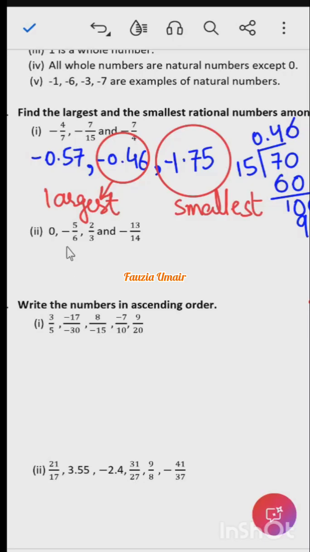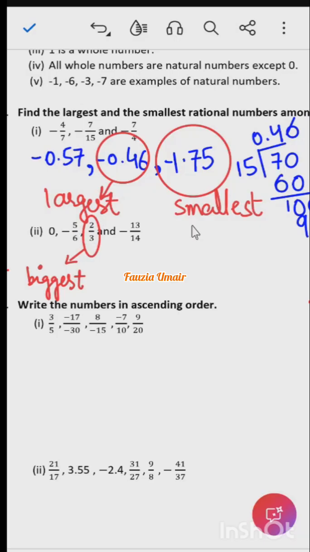The biggest is 2 by 3. Abrish, can you explain why 2 by 3 is the biggest value? We haven't even converted it into decimal. So how do we know that 2 by 3 is the biggest value? Ma'am, because all other 2 fractions have a negative sign. Very good. Because this is the only positive rational number, and we know that positive numbers are bigger than 0 and they are bigger than the negative numbers. So this is definitely the biggest number.